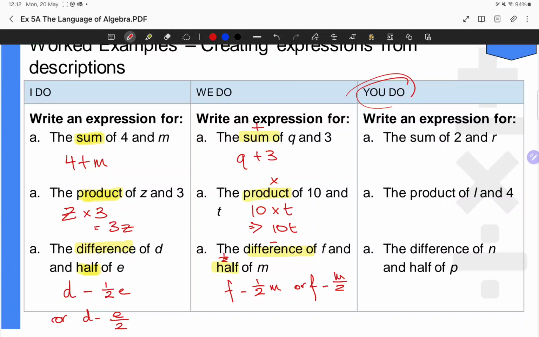So this is the last set. Writing expressions for the sum. We know that the sum right here is going to be a plus. So it'll be 2 plus R. We have the product of L and 4. Product means times. So it'll be L times 4, or 4L. And then lastly, we have the difference of N and half of P. Difference is minus, and half. So it'll be N minus half of P, or N minus P on 2.